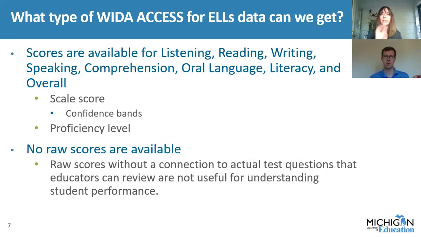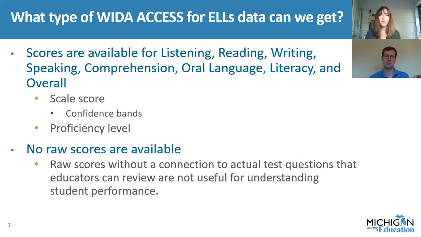So for each of these areas, it's not just one score. You're going to get actually a multitude of types of data here. You will get a scale score for each of these things. You'll have a corresponding confidence band, and you will also have a proficiency level in each one of these areas.